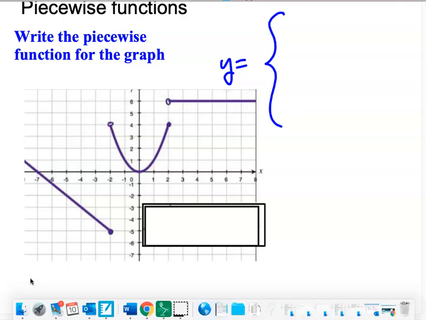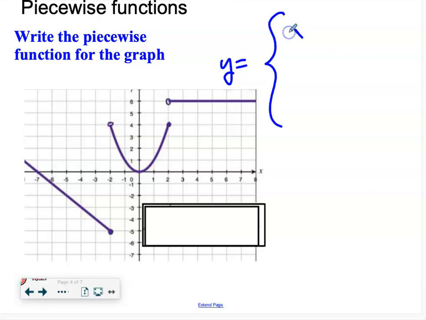Left, the equation of this line, what's the slope of this line? -1. The y-intercept, if we kept going, would be -7, right? So the equation of this line is y equals negative x minus 7. Is that okay? Are we all okay with the equation?